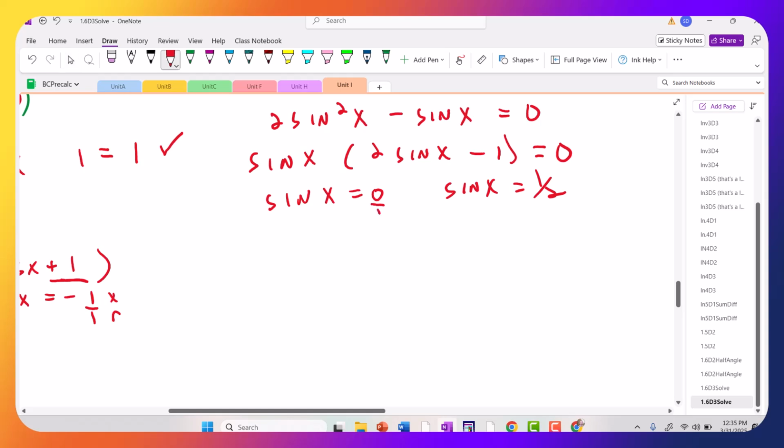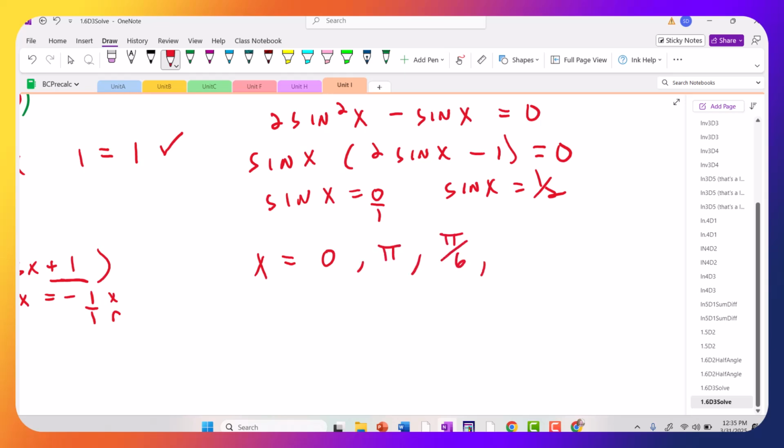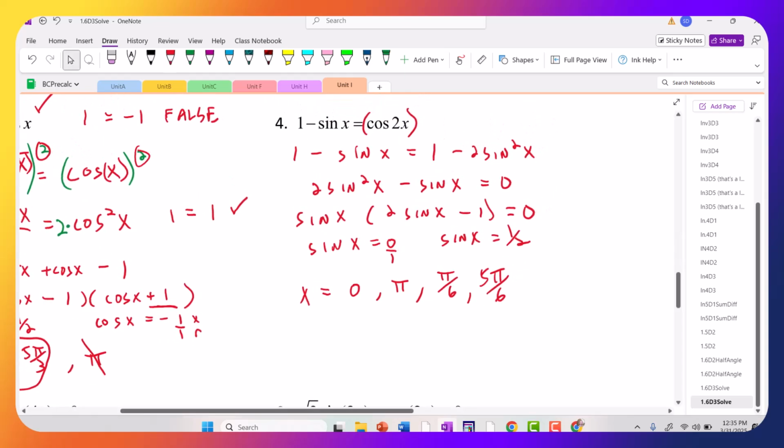And then where do you get 0 over 1? I believe we had these answers. I get that at 0 and pi. And I get this one at pi over 6 and 5 pi over 6. Just want to make sure I'm not going too fast. I think that's pretty much it. Everyone good? Went over that fast.